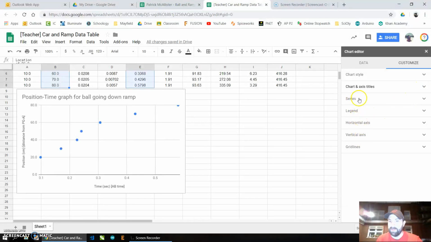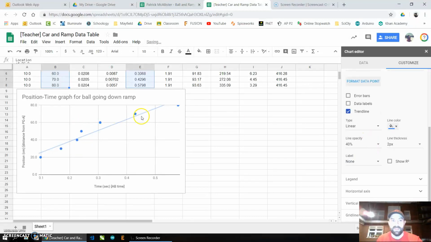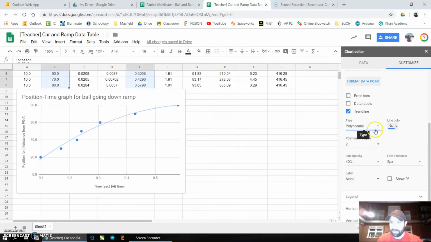But what I really want to do for my series is add a trend line. And you can see linear doesn't fit super well, but I can change the type. It should be a polynomial graph, a second degree polynomial. And if you're curious about why, you could talk to your math teacher because it's a really interesting question. Or take physics when you're a senior. Either of those will show you.